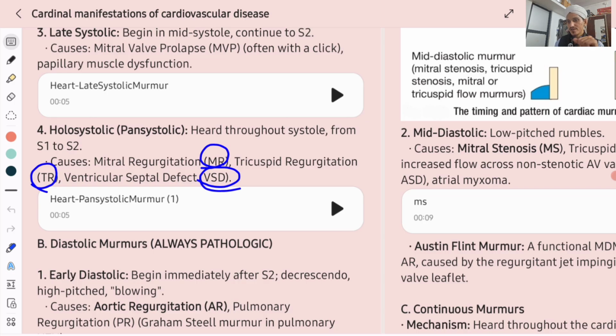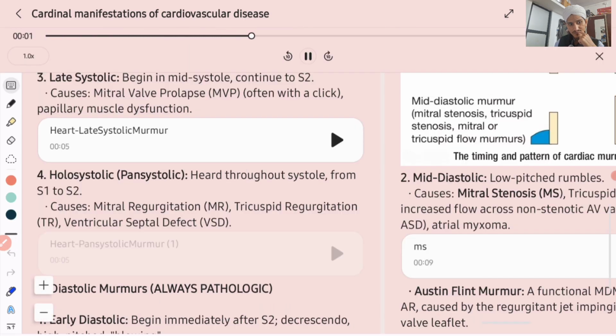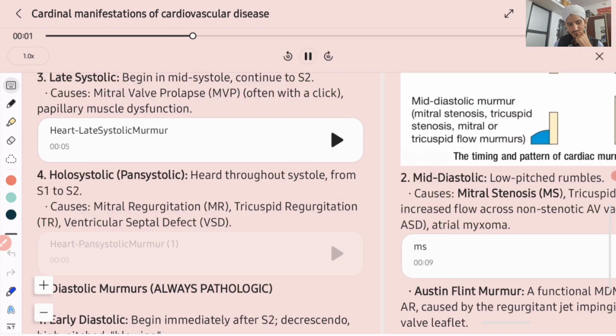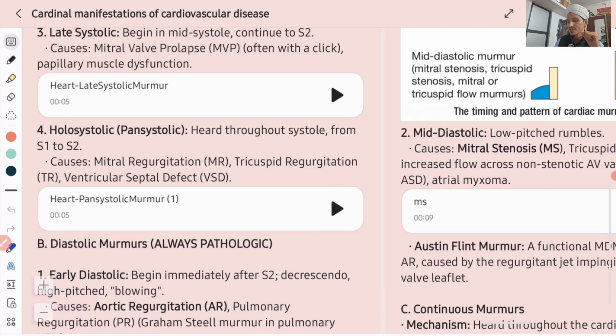So we will hear that audio clip. It seems like you are not getting the S1 S2. You are not able to differentiate S1 and S2 only. It seems like it is encroaching upon the S1 and S2. One more time. That's pansystolic or holosystolic murmur.